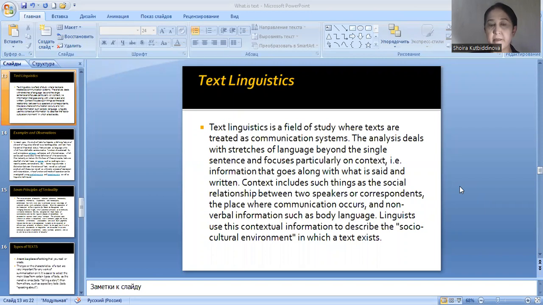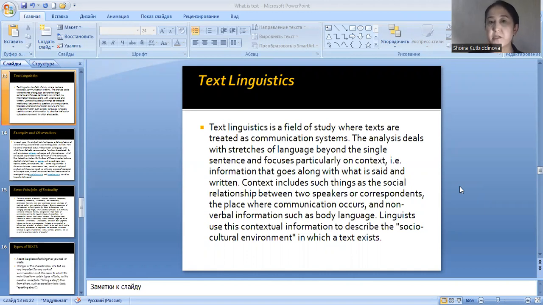So text linguistics is a field of study where texts are treated as communication systems. The analysis deals with the stretch of language beyond the single sentence and focuses particularly on context. Information that goes along with what is said and written.